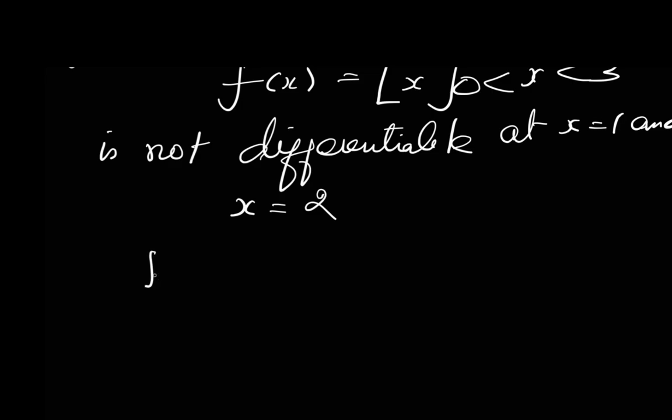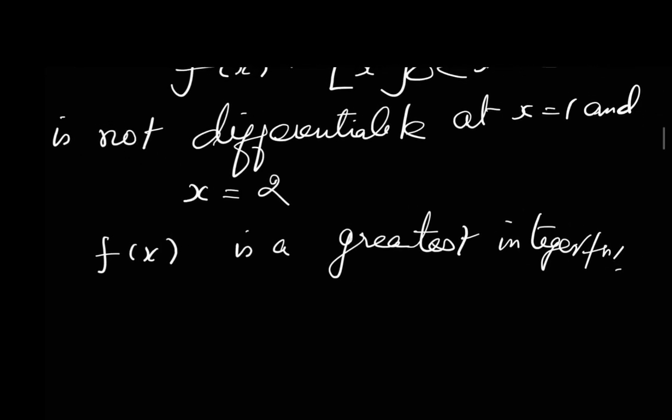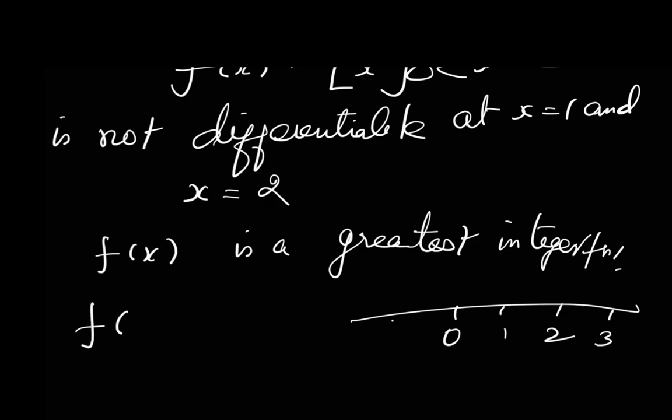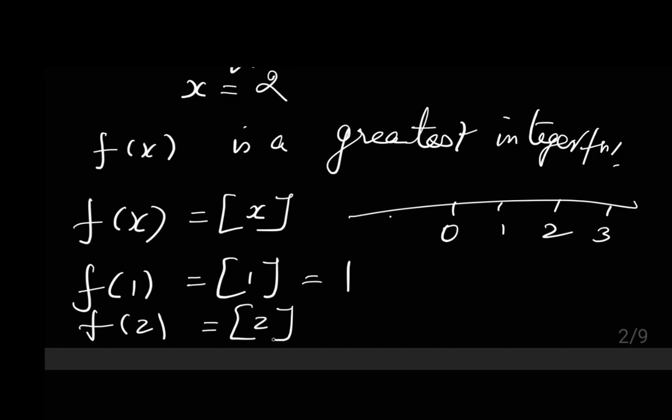First, we will see what is the greatest integer function. f of x is a greatest integer function. See, the function is defined for the interval 0 to 3. Here 0, 1, 2, 3. You can discuss just for this. So f of x is the closed bracket x. So f of 1, the greatest integer is 1. f of 2, the greatest integer is 2.